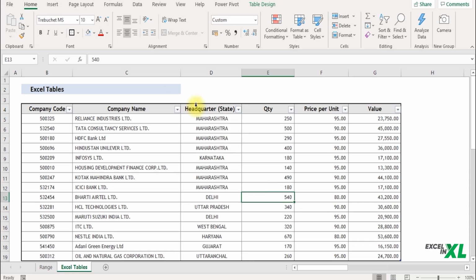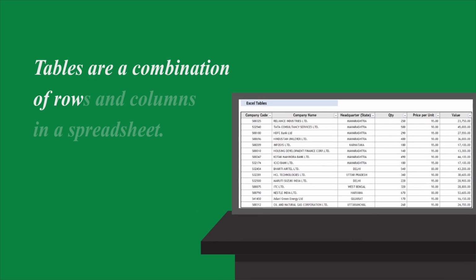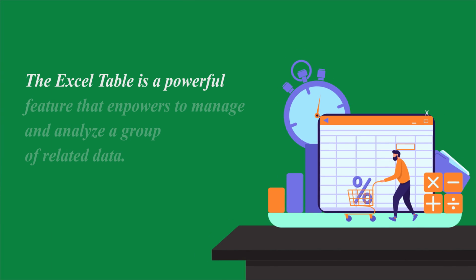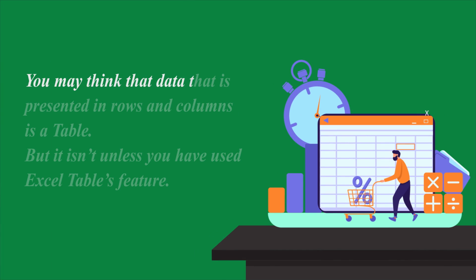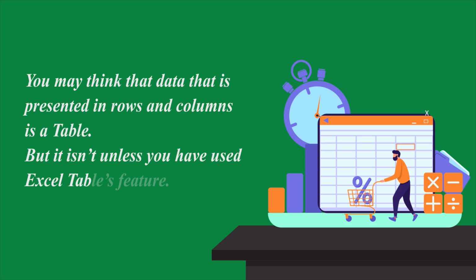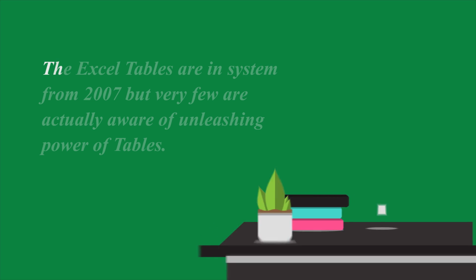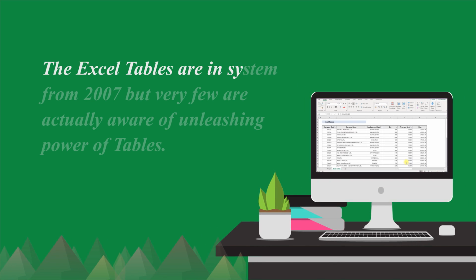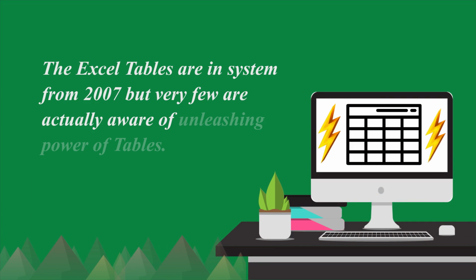So let's get started. Tables are a combination of rows and columns in a spreadsheet. The Excel table is a powerful feature that empowers you to manage and analyze a group of related data. You may think the data that is presented in rows and columns is a table, but it isn't unless you've used the Excel tables feature. Excel tables have been in the system since 2007, but very few are actually aware of the unleashing power of tables.